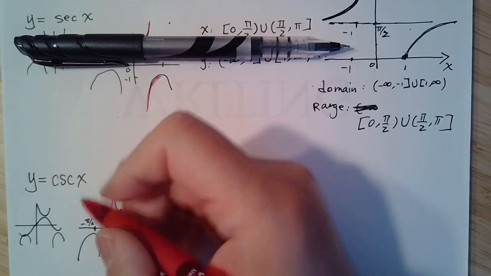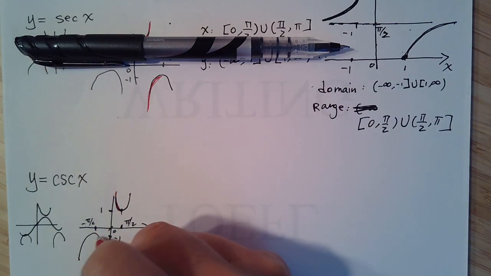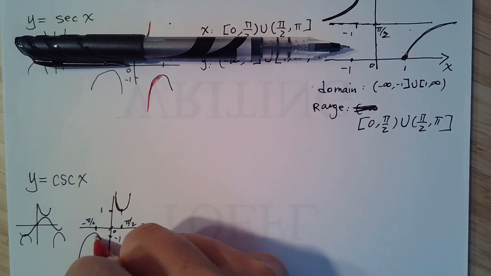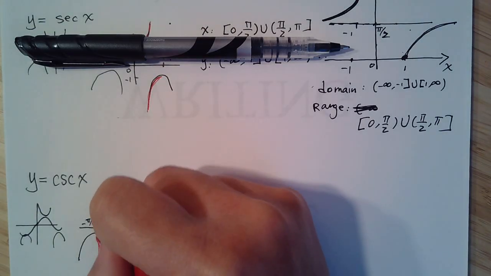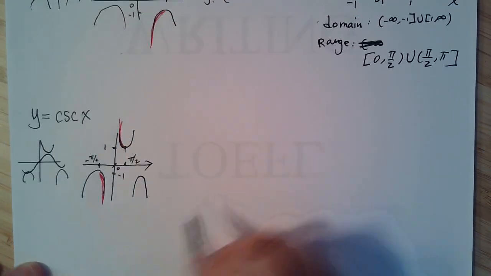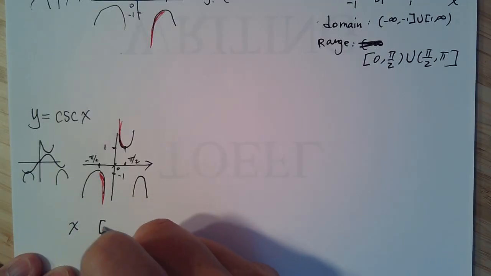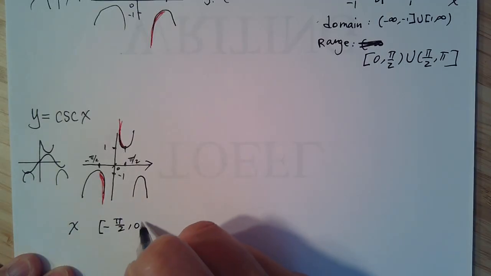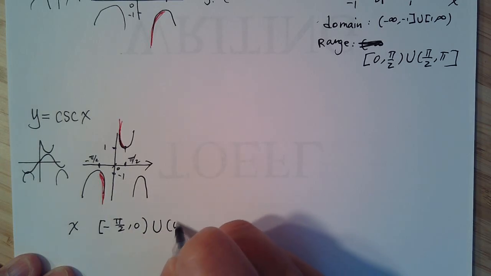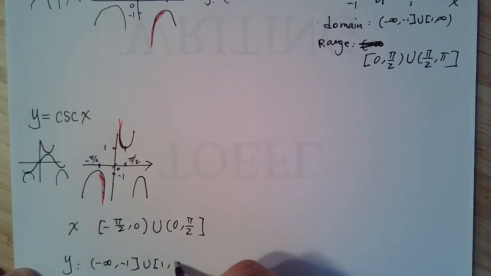So I am going to use this piece and this piece. And that covers all the possibilities, but it also has a one-to-one relationship. So that in this case, my x is from negative pi over 2 to 0, just not 0, and from 0 to pi over 2. My y is from negative infinity to -1, and then from positive 1 to positive infinity.